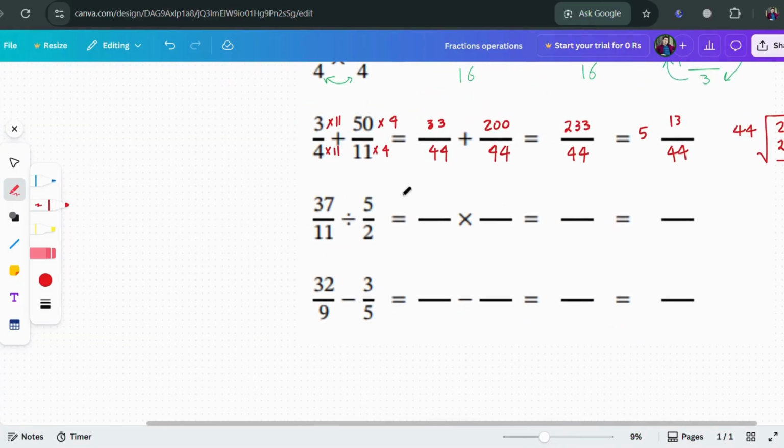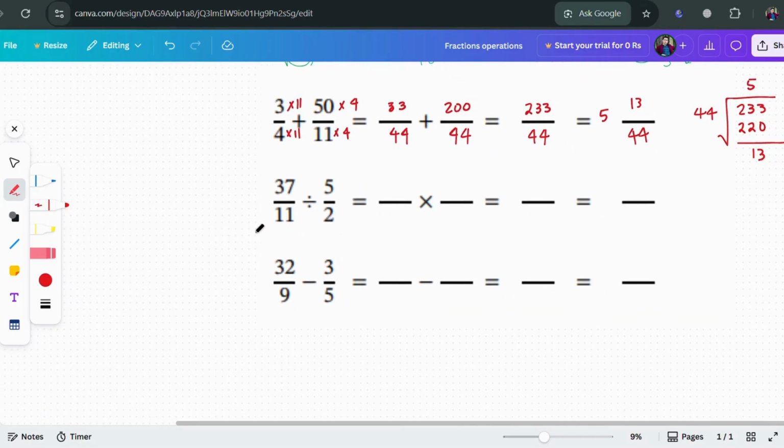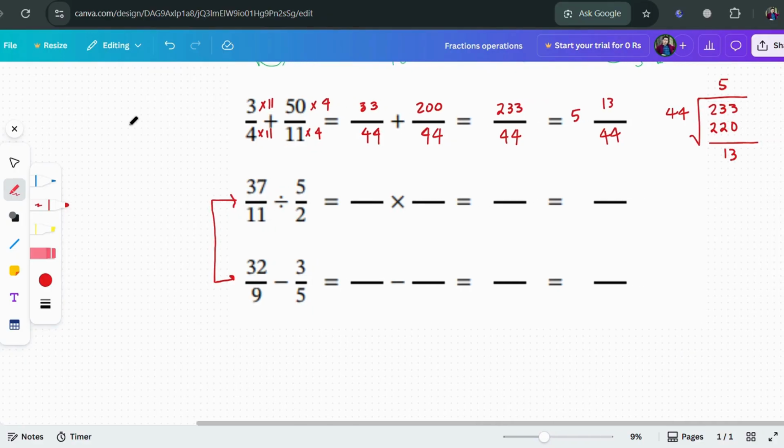Now this is one of the questions for the division over here and one of the questions for the subtraction. I will give you these two questions. I will give you a chance to solve these two questions by yourself. So what you need to do is solve these two questions and then provide me the answer in the comment section, and then I will tell you if your answer is correct or wrong, okay?